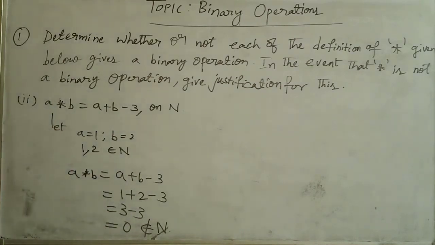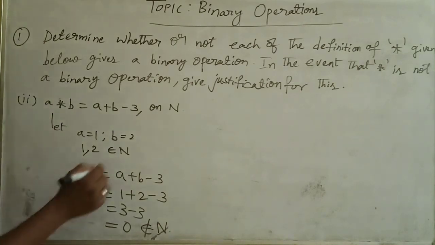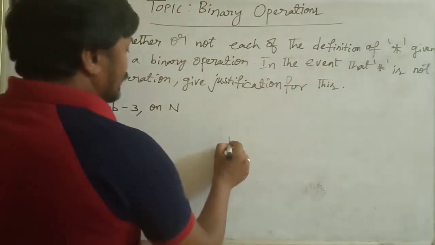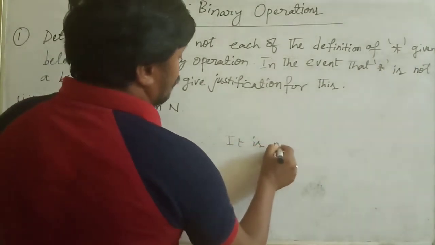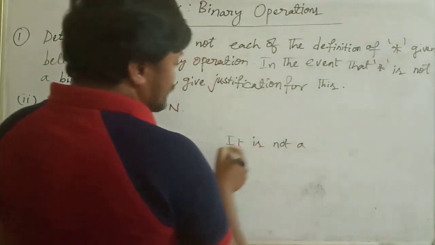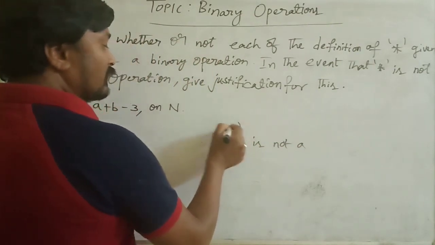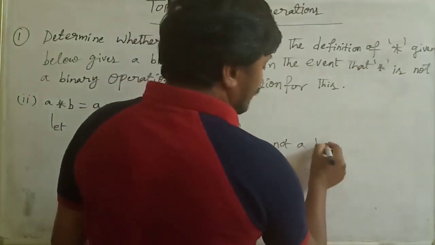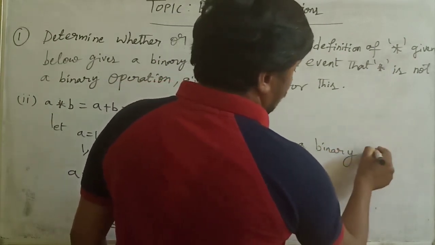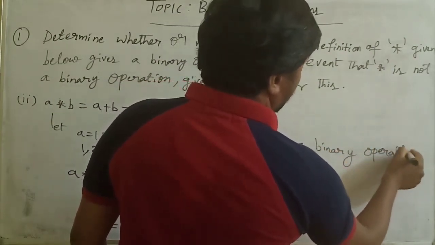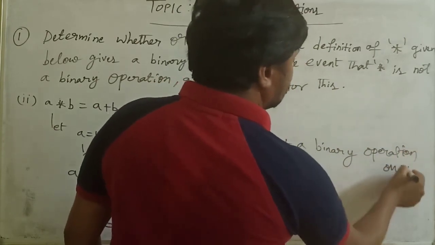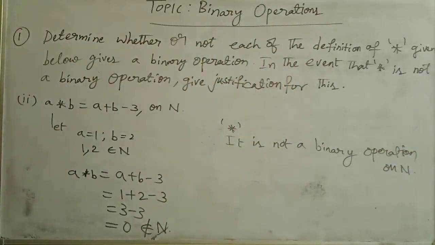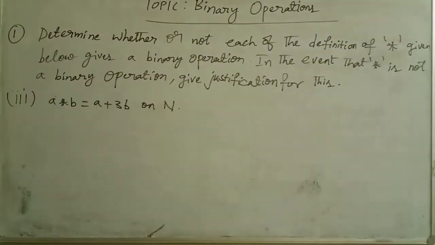When you are not getting a natural number, can we say it is a binary operation? No. So therefore we can write here that star is not a binary operation on N. So in the natural numbers, for this statement, this binary operation is not at all possible. That is about your second one. Let's move on to the third.